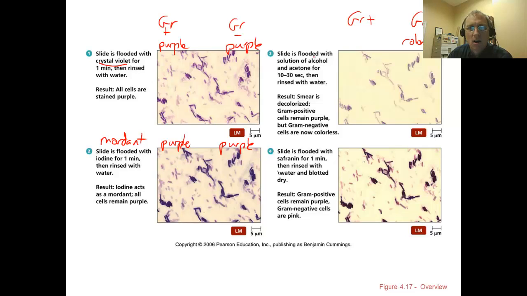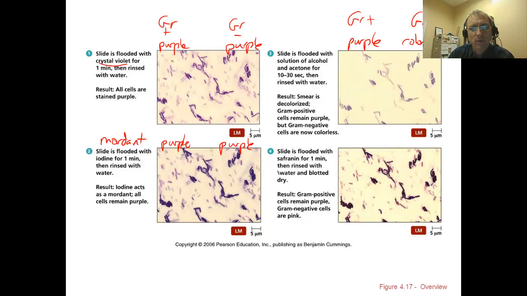Our gram-positive bacteria with a thick layer of peptidoglycan would remain purple. The thick layer of peptidoglycan is going to help the gram-positive cells to retain the crystal violet color. Now, one place where a microbiology student can go wrong with this is if the solution that's used in step number two, the mordant, is forgotten.